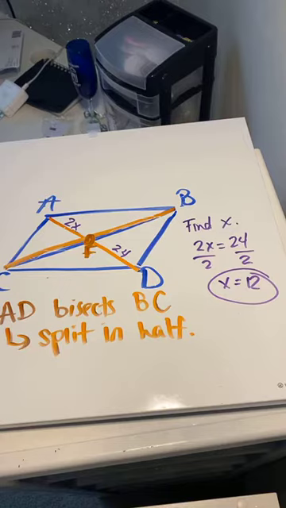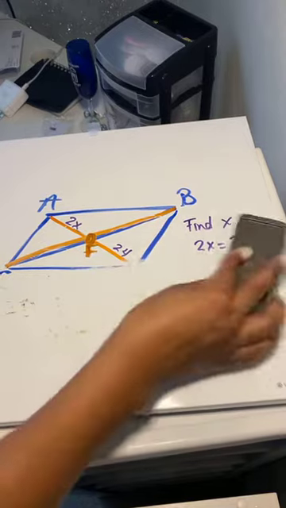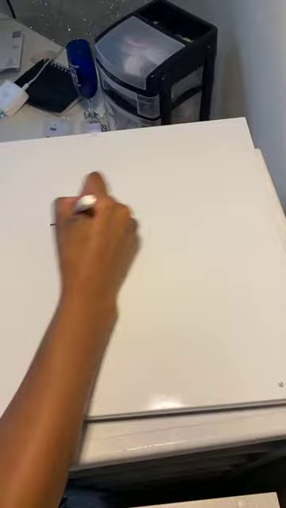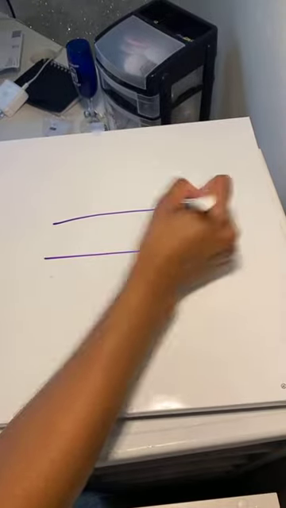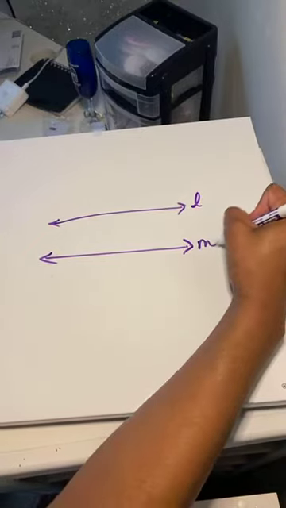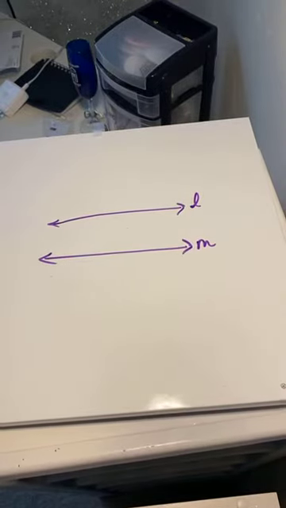All right. So let's go over some parallel line basics. Make sure y'all are writing these notes down so you can send me a picture. Let's go over some basics. So I got 2 lines. I'm going to call it line L and line M, just like the video.